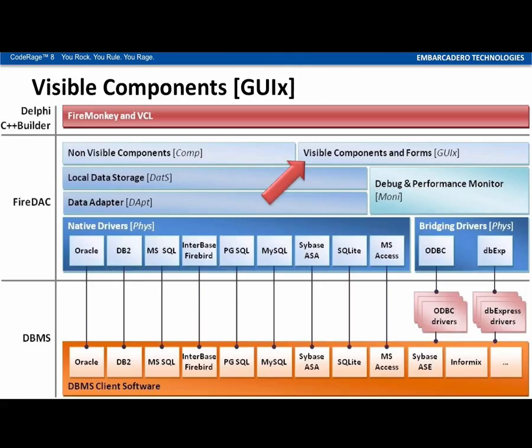Next, let's look at the visible components and forms. This is a collection of user interface elements that you would use in your application. Now, this supports both FireMonkey and VCL, and some of them actually work with the console. This includes examples like a login dialog, the wait cursor, error dialogs, etc. By including these components in your application, you then have access to these common user interface elements.